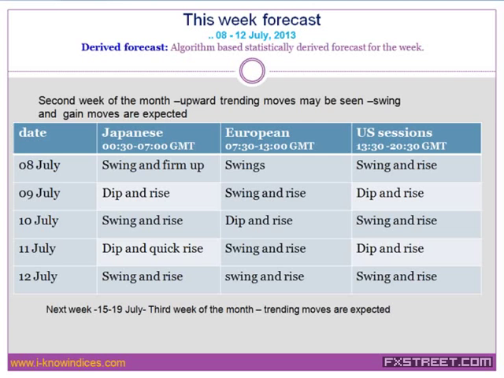Swing and firm up during the Japanese session. Afterwards they are expected to make nominal swings, and swing and rise could be seen during the US session. That could be the week-beginning false move, since it is the second week of the month. Then tomorrow, dip and rise, swing and rise, dip and rise are the types of moves expected during the 3 different sessions. Then on the 10th, swing and rise, dip and rise, swing and rise are the expected market moves.